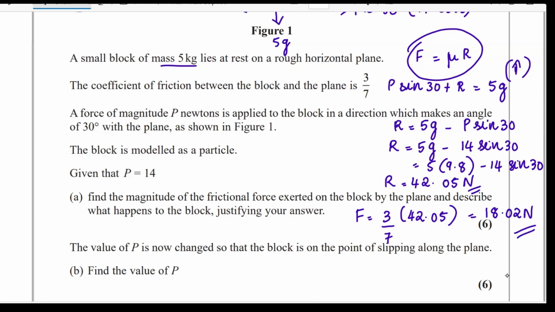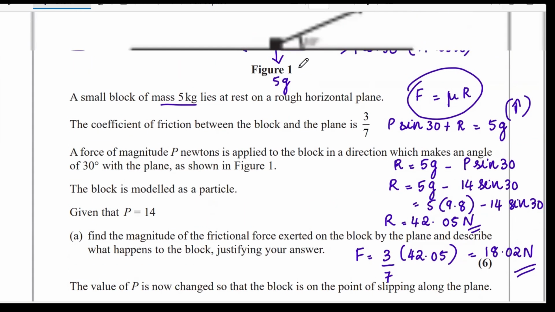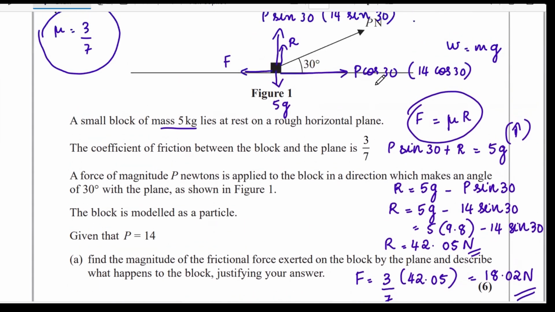But in the question, they are asking us to describe what happens to the block. Describe what happens to the block means whether the block is moving or whether the block is at rest itself. We have studied the condition that if the frictional force is greater than the applied force, then the body will be at rest. And if the frictional force is less than the applied force, then only the body will start moving. So here in this case, let's see whether the block is moving or is at rest.